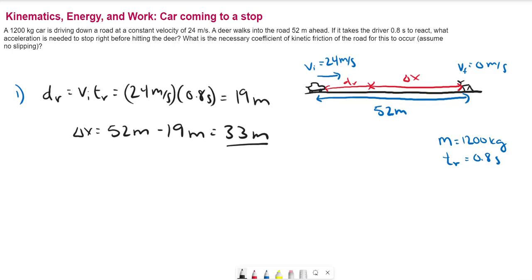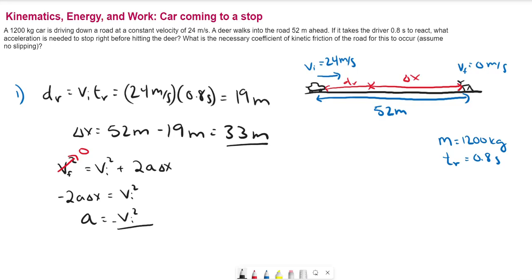Now we want to find the acceleration. We can use the equation v final squared equals v initial squared plus 2 times the acceleration times the distance, which in this case is delta x. We already know that v final is 0, so this term is 0, and we can just subtract 2a delta x to the other side. That's equal to v initial squared. And just divide by negative 2 delta x to get the acceleration, which is equal to negative v initial squared over 2 delta x.